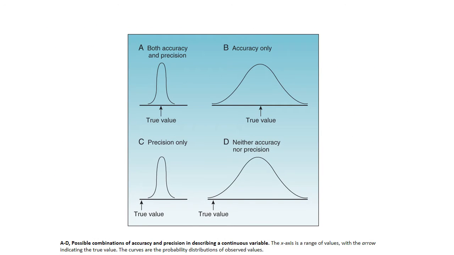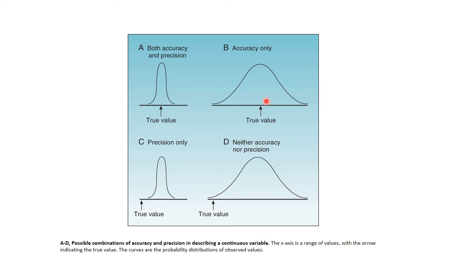So, for instance, if you were to look at something that has both accuracy and precision, when you run these tests, you should find that most of the results are going to show up right at that true value. You may have a little bit of variation here in either direction, but if it's accurate and precise, you're going to find the true value.